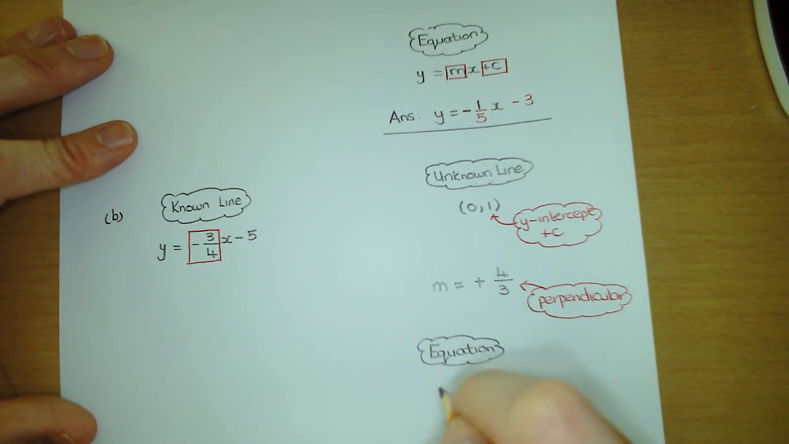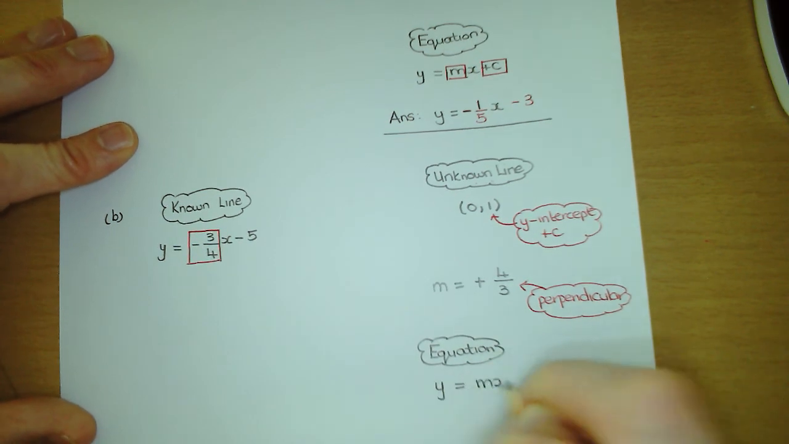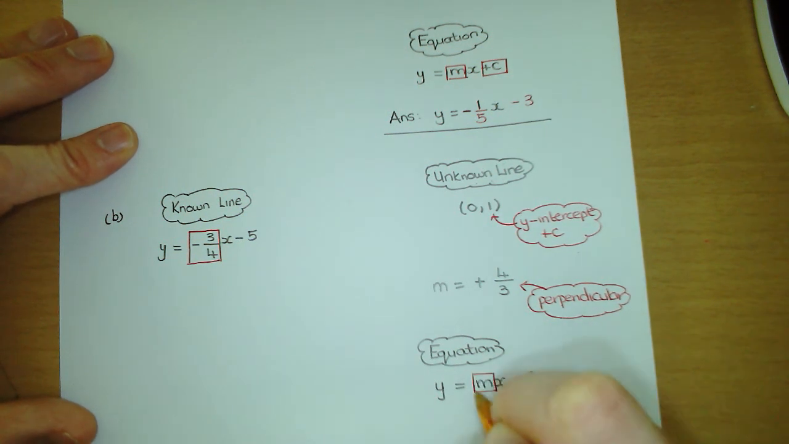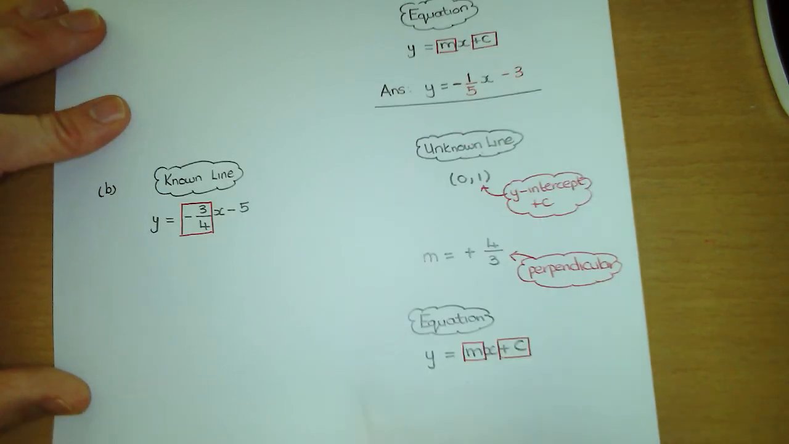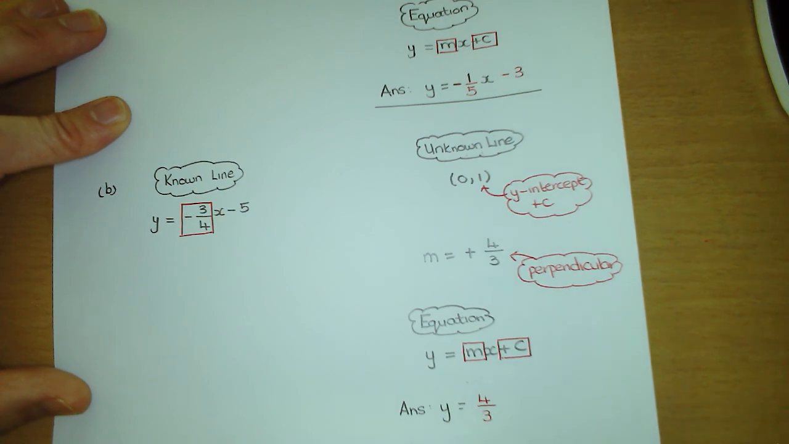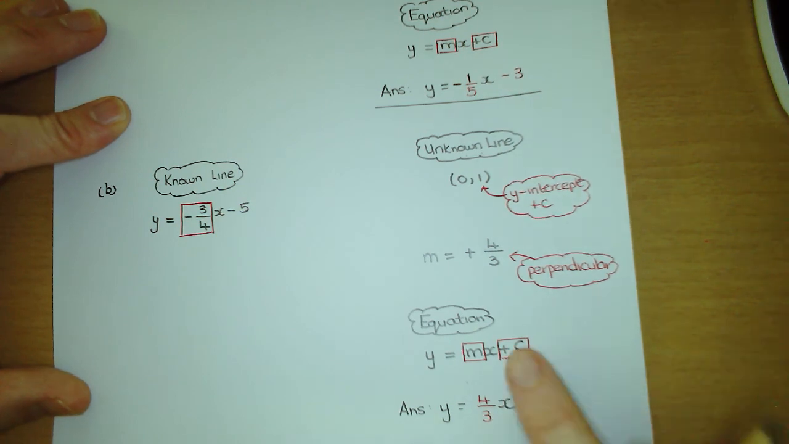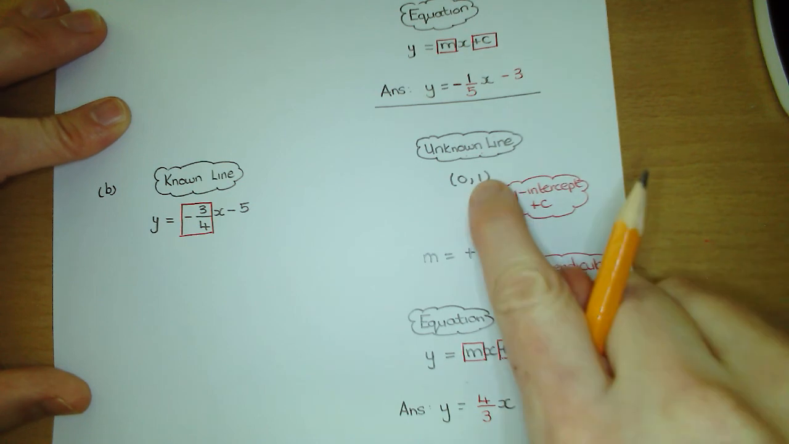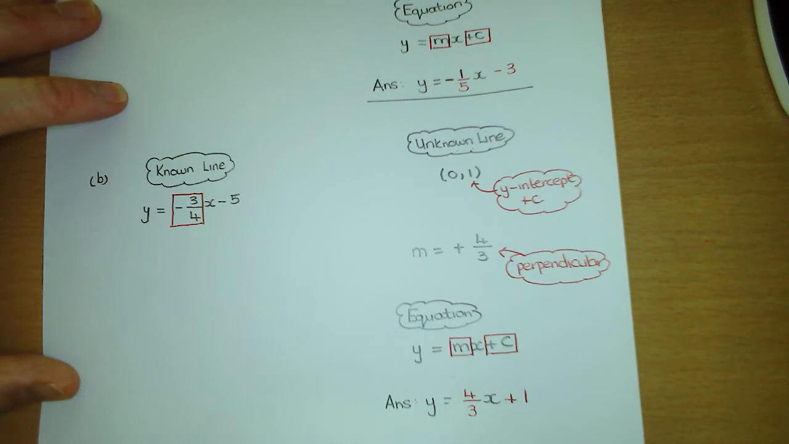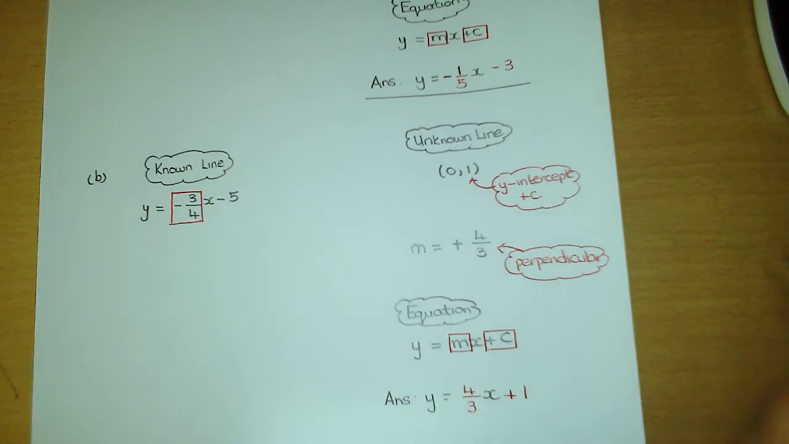So the equation here is y equals mx plus c. And then we replace the gradient m and the y-intercept plus c with their values. So our answer, y equals plus 4/3, and then that's being multiplied by x, and then replace the y-intercept plus c with 1. So plus 1. And that is the equation of the unknown line in part B.